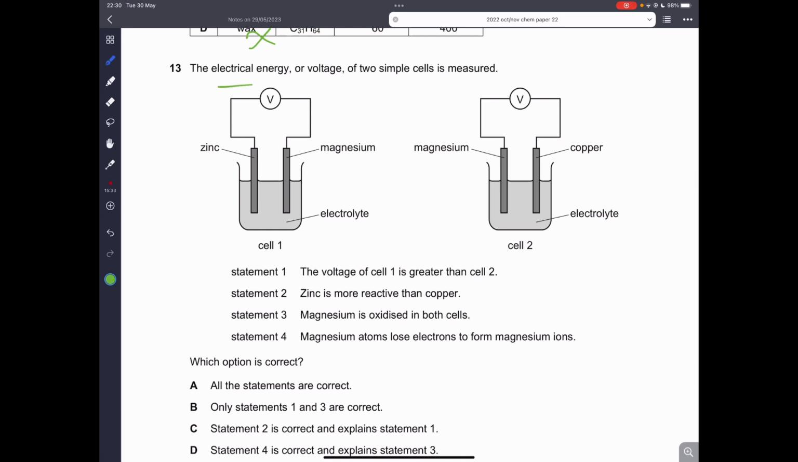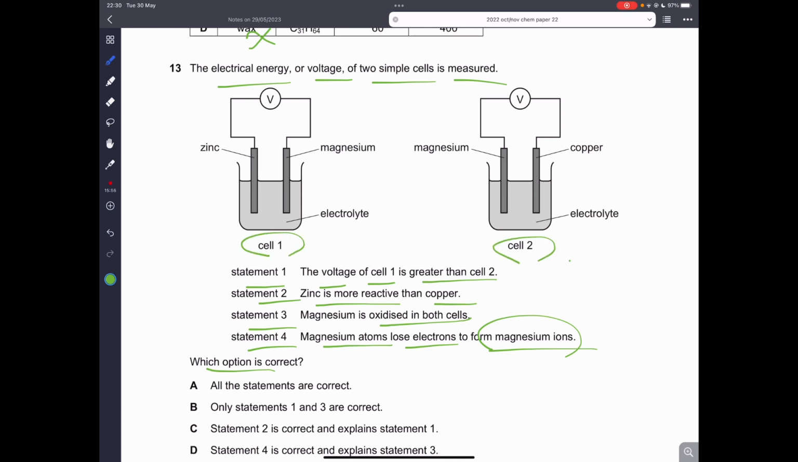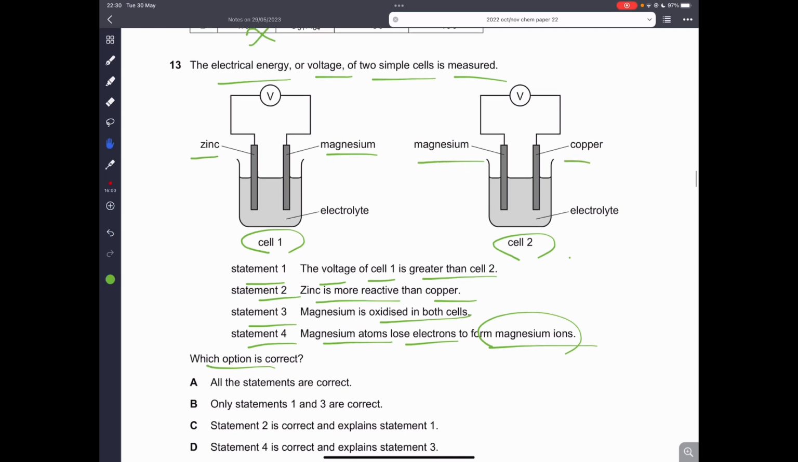Question 13. The electrical energy or voltage of two simple cells is measured. Okay, statement 1. The voltage of cell 1 is greater than cell 2. Statement 2. Zinc is more reactive than copper. Statement 3. Magnesium is oxidized in both cells. Statement 4. Magnesium ions use electrons to form magnesium. Which option is correct? Well, let's look at cell 1 and cell 2. Cell 1 has zinc and magnesium, and cell 2 has magnesium and copper.